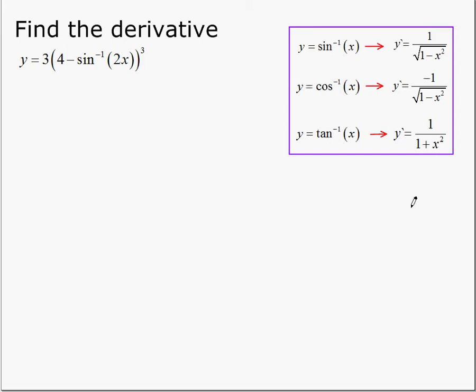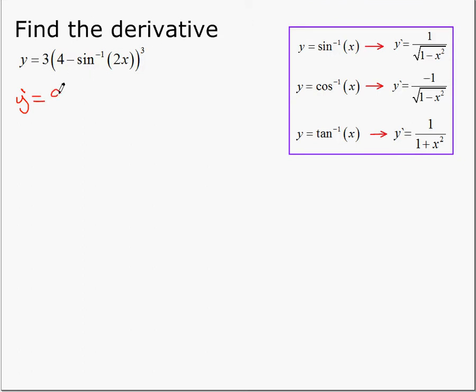Following example, we're asked to find the derivative of y equals 3 outside of 4 minus sine inverse of 2x, all cubed. We're going to have to apply the chain rule for this one. Chain rule says start from the outside and work our way in. So the 3 comes down first.